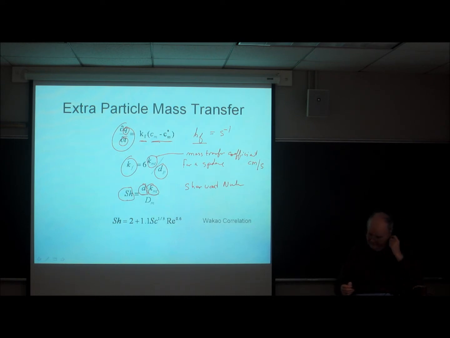So one of the Chemie relationships gives the Sherwood number as a function of the Schmidt number and the Reynolds number. We talked about Schmidt numbers and Reynolds numbers a few days ago. This particular correlation is known as the Wakao correlation.